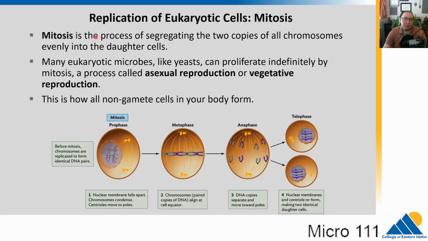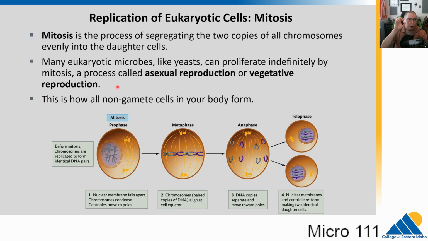Mitosis is the process of segregating the 2 copies of all chromosomes evenly into each daughter cell. So we start with 1 cell and we end up with 2 daughter cells with 2 copies of the genome. This is somewhat similar to binary fission, although we don't call it that because binary fission is for bacteria. This undergoes a different process than binary fission. Replication occurs, and the way this happens is very different than in bacteria. But you can think of it essentially the same way.